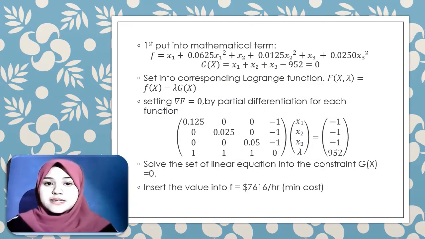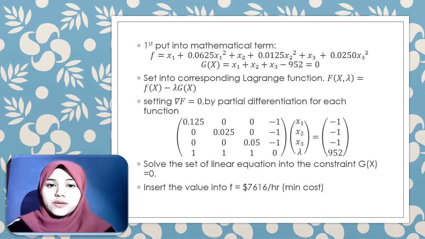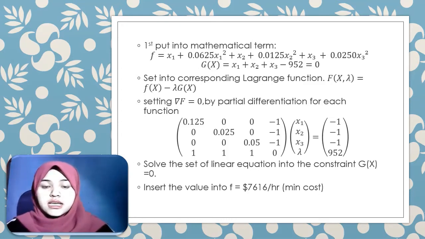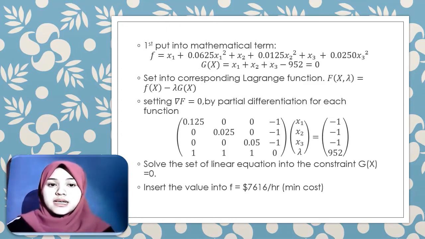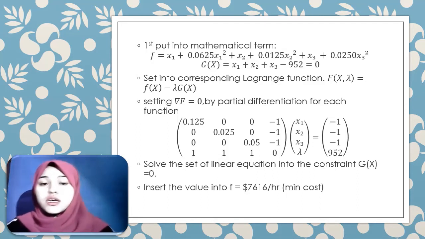The first step in determining the optimal scheduling of the generators is to express the problem in mathematical terms, where F equals F1 plus F2 plus F3, while g(x) must equal 0. Now we set the mathematical terms into the corresponding Lagrange function, which is capital F(x, lambda) equals f(x) minus lambda g(x). Now we set the gradient of capital F equal to 0, and using partial differentiation for each variable, we obtain this set of linear equations.